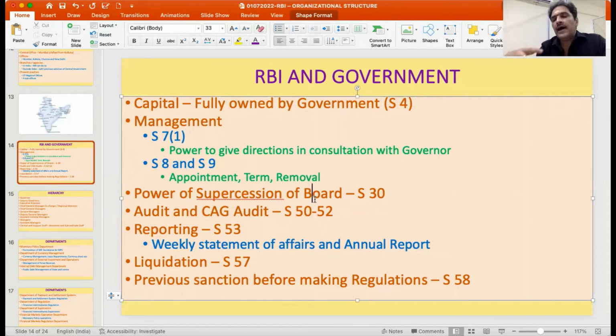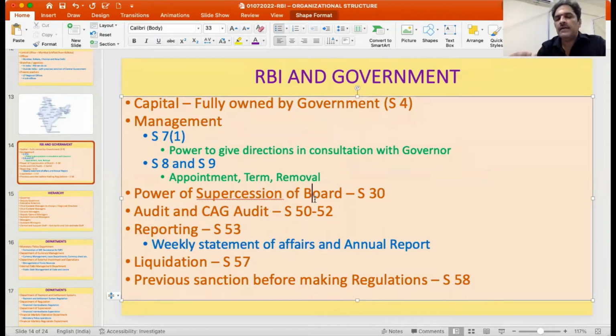Where RBI is not complying with the directions, the central government under section 30 has the power to supersede the central board and assign the function to any body or a person that it feels appropriate. However, when they're doing this, they will have to make a statement before the House of Parliament at the earliest or within 3 months.